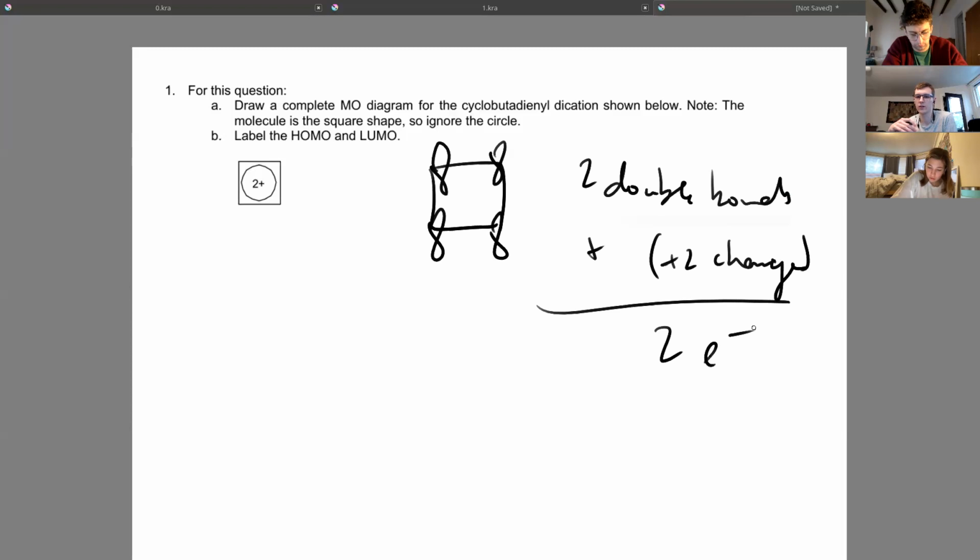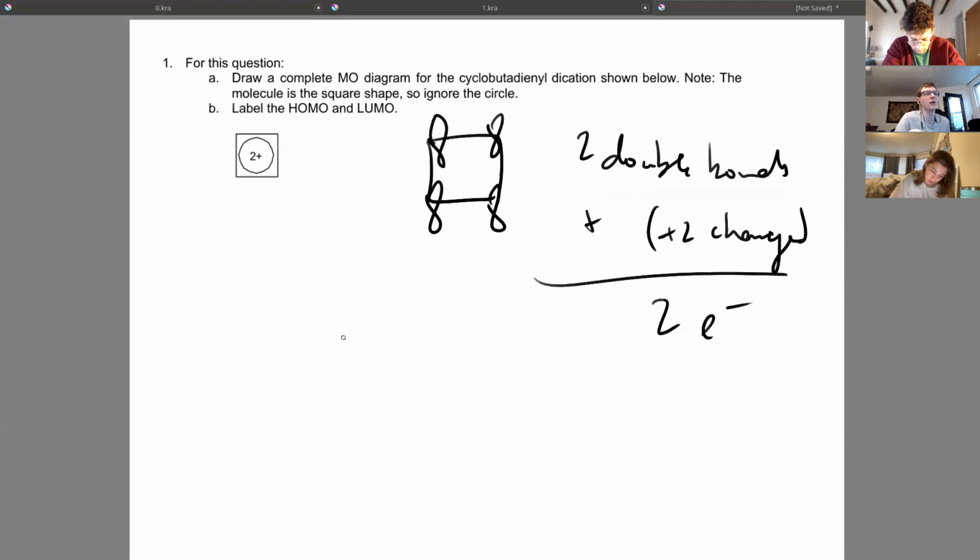Okay, good. So if we're drawing the MO diagram, well, this one is a cyclic molecule, and I wasn't really focusing on those so much earlier. But when it is a cyclic molecule, this one's kind of tougher to deal with. So what happens in that case?